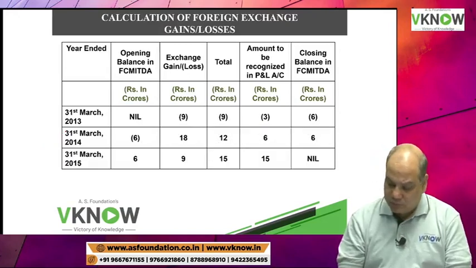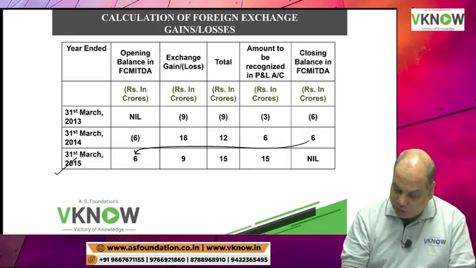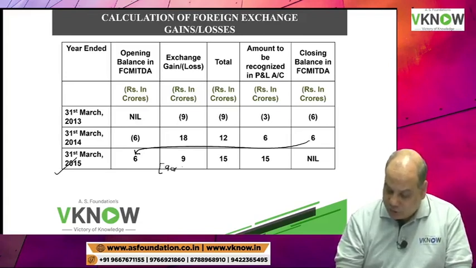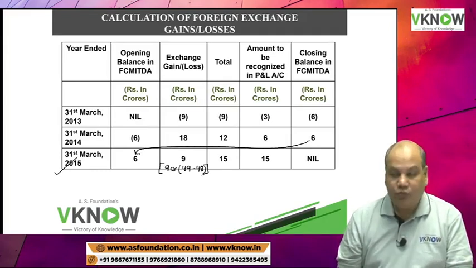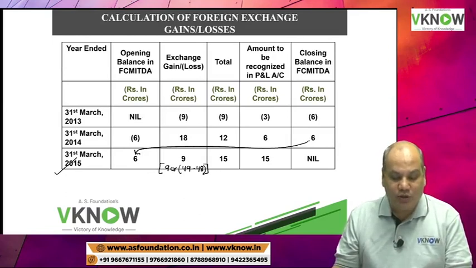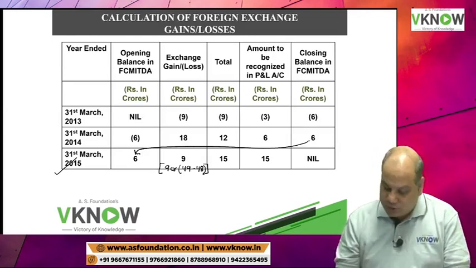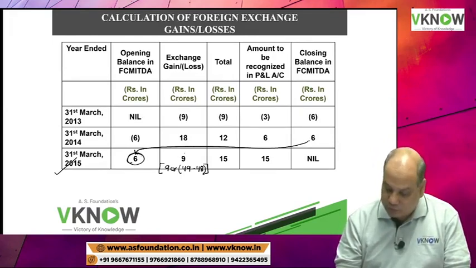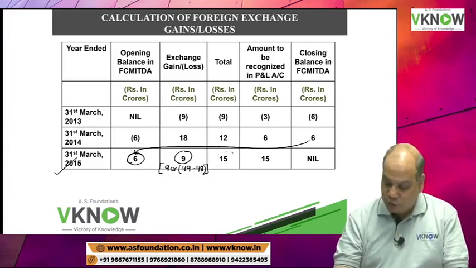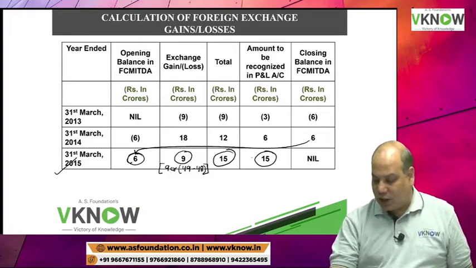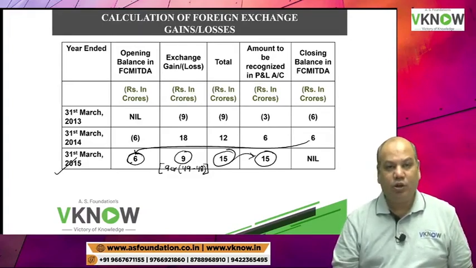Then come to the last year, 31st March 15. This 6 balance will come here. This year again, your exchange rate has gone down from 49 to 48. By 1 rupee. So 9 crore rupees gain. Opening balance 6. Current year 9. Total balance 15. But only 1 year. So the entire amount will be written off.